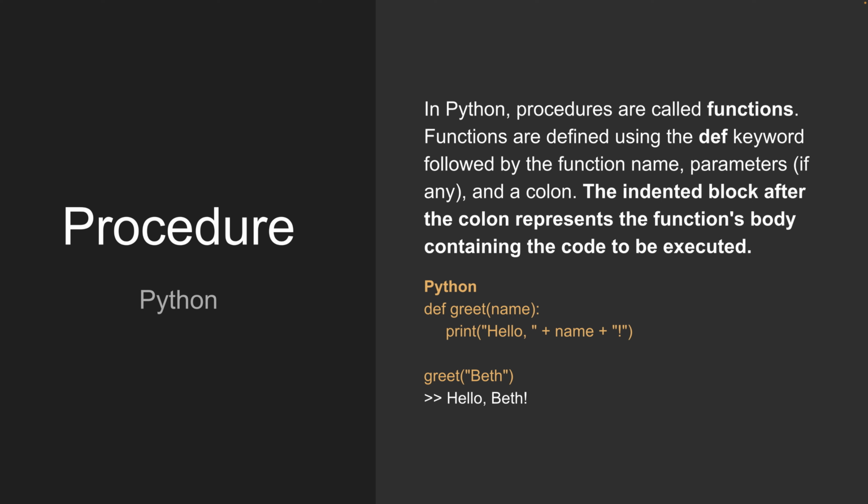So I can imagine the word Beth going into the word name up above, right? So if I draw a little line up here, that name gets included in here. What would happen? Hello, Beth, exclamation mark. We see that all working. So again, defining your function, calling your function.